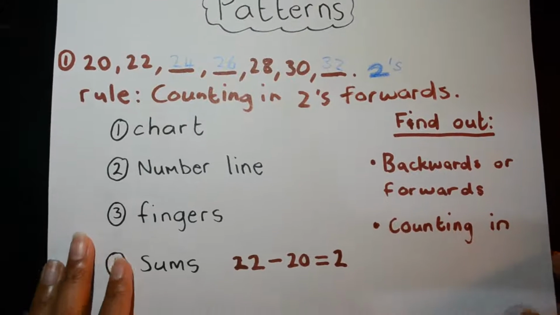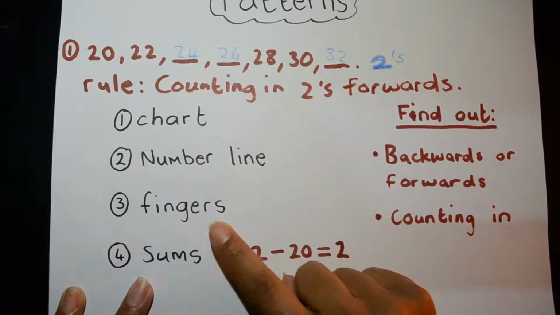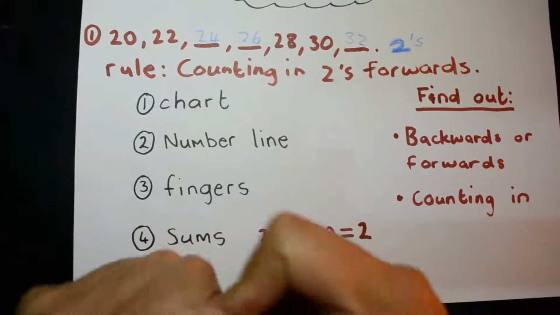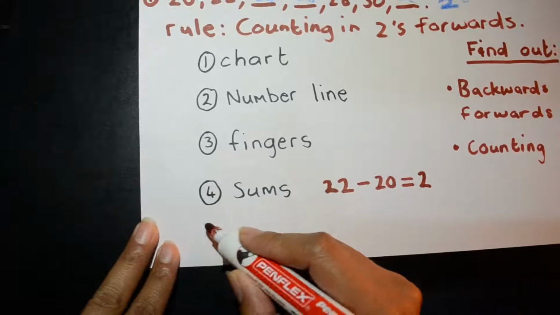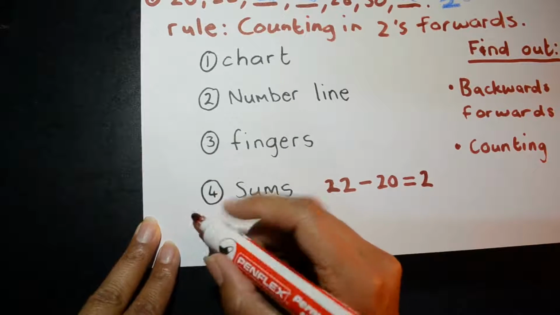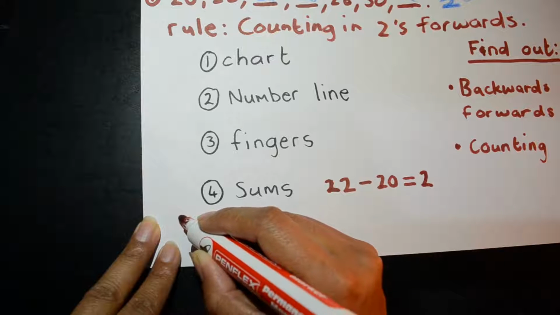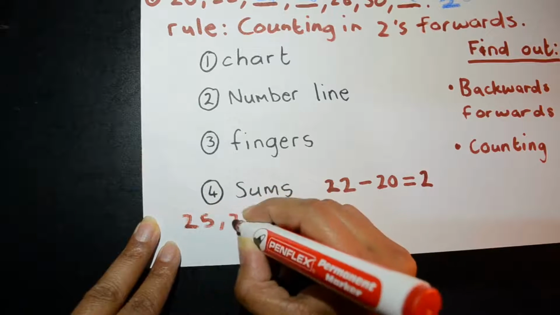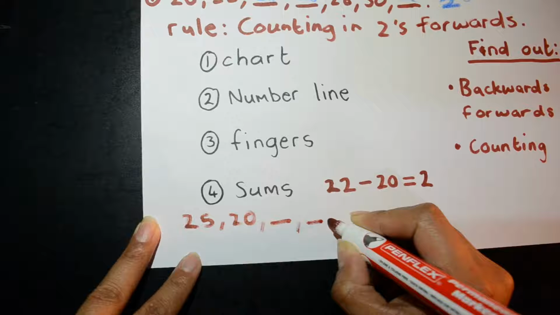Okay, we went over chart, number line, fingers. I want us to talk a little bit more about sums. So I'm going to give a quick number pattern going backwards. So let's see how this works. Let's do 25, 20.